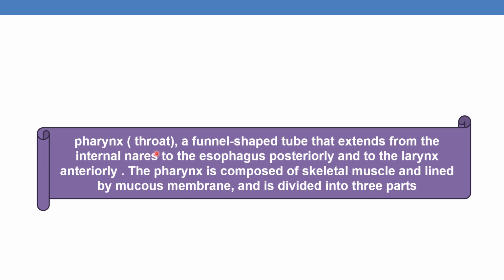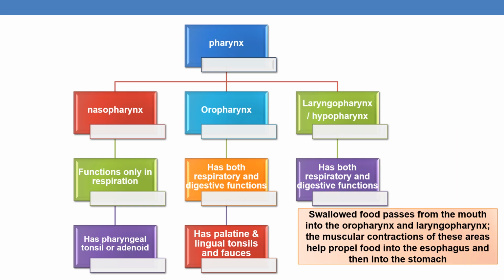Pharynx is also called the throat. It is a funnel-shaped tube that extends from the internal nares to the esophagus posteriorly and to the larynx anteriorly. The pharynx is composed of skeletal muscle and lined by mucous membrane and is divided into 3 parts. The 3 parts of pharynx are nasopharynx, oropharynx and laryngopharynx. Laryngopharynx is also called hypopharynx. The nasopharynx functions only in respiration, whereas oropharynx and laryngopharynx have both respiratory and digestive functions.